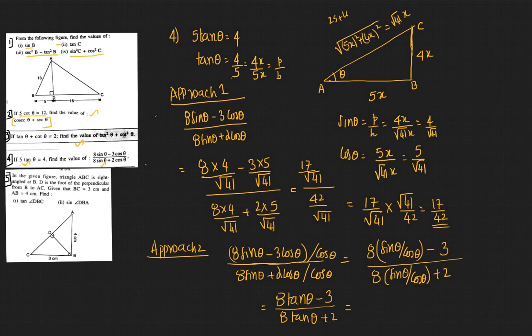and we know that tan theta is 4 by 5, so we can straight away substitute now 4 by 5. So 8 into 4 by 5 minus 3 divided by 8 into 4 by 5 plus 2. And if you do this calculation, you will find that you get the same answer, which is 17 by 42. So you can do this and check for yourself if you're getting the same answer in both these approaches, right?